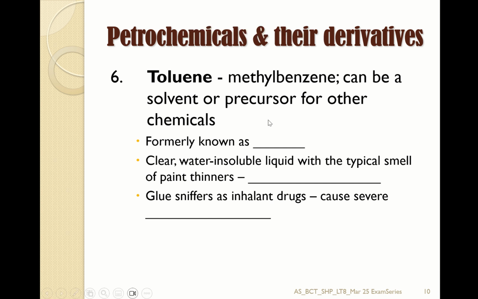Then you have your toluene. Toluene is a benzene ring with a CH3 group attached to it. That's why it's called methyl. Methyl is a CH3 group, so it's CH3 attached to a benzene ring. It's formerly known as toluol. It can be used to make paint thinners. The smell is very nice. I think last time people like to sniff this glue, but no good for your health.